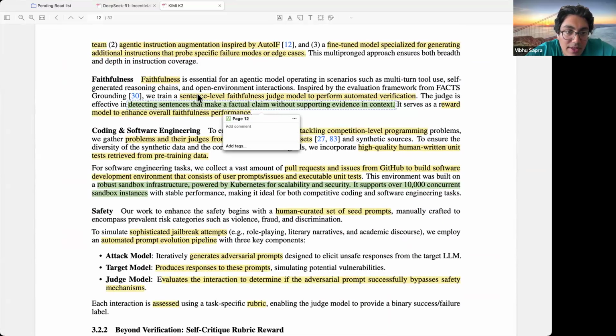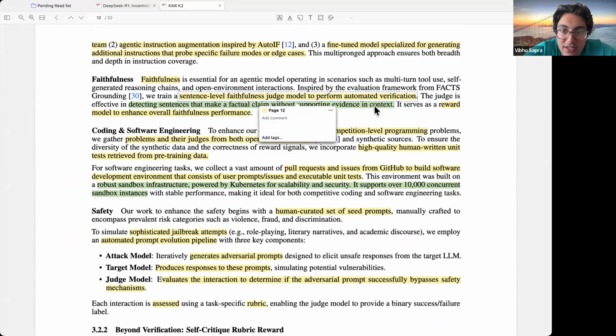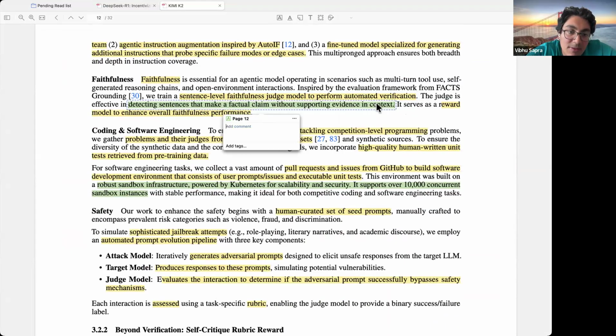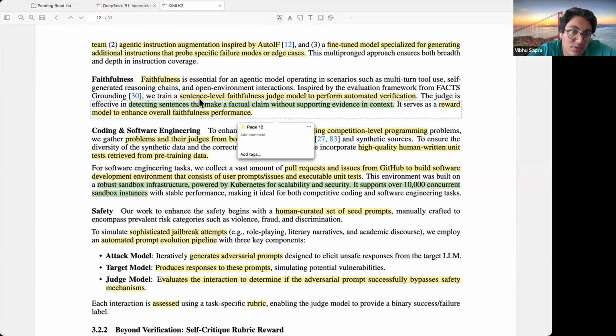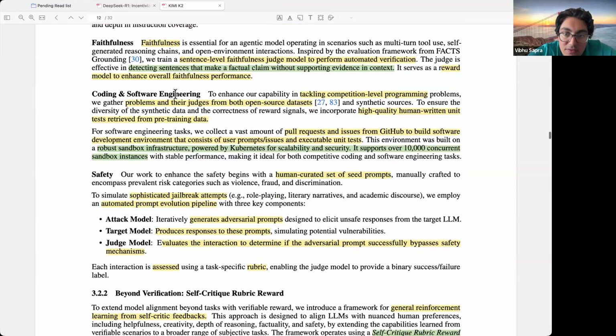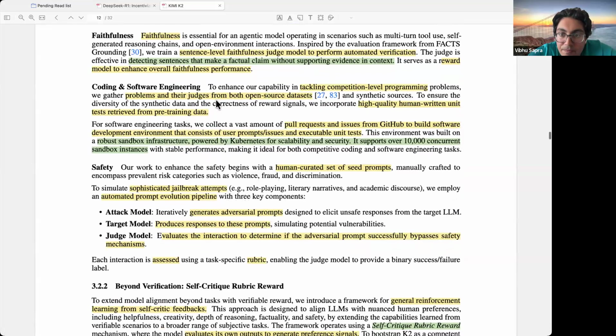This was kind of cool. There's this framework of facts grounding. There's a sentence-level classifier judge that's prompted. That's useful to perform automated verification. Basically, it detects sentences that make factual claims without evidence and context. They have this as a bit of the reward in RL. So faithfulness, coding and software engineering.